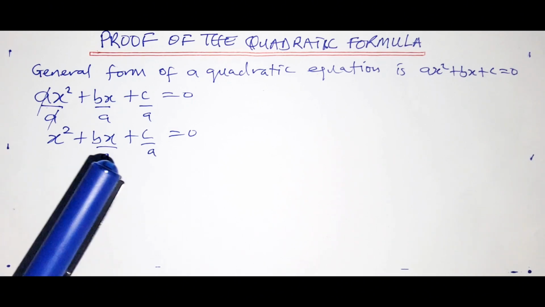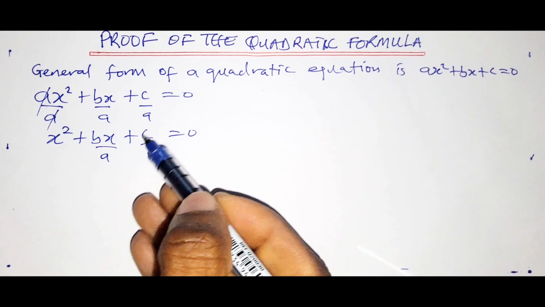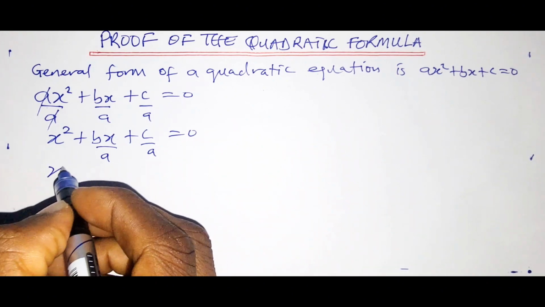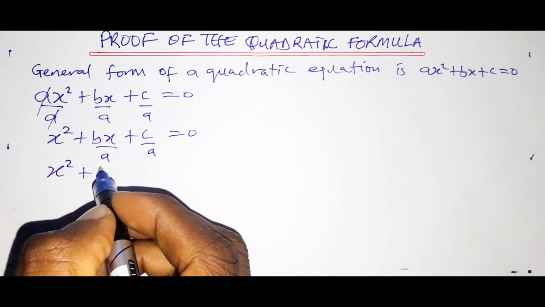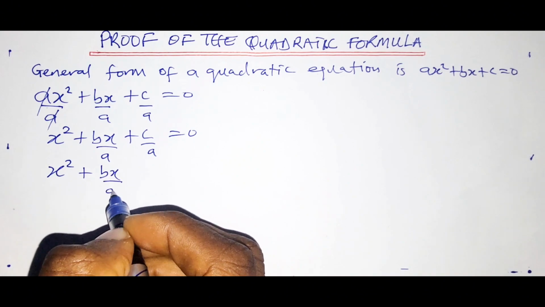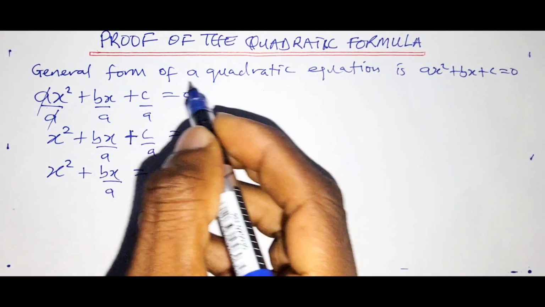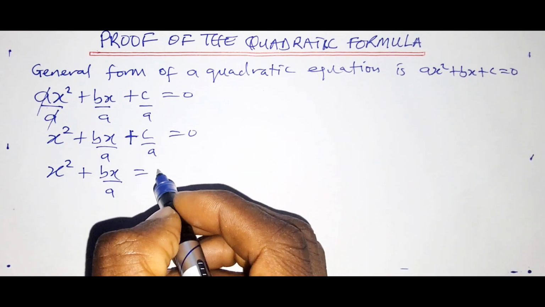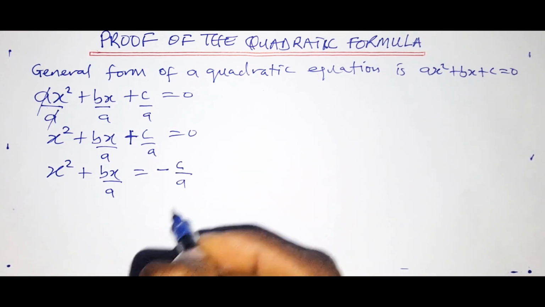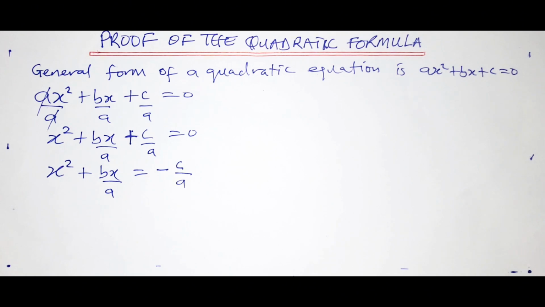All right, so the next step here, I want to move this constant to the right hand side. x squared plus bx all over a equal to, since this is a positive sign, when it is changing to this other side, it changes to negative. So we have minus c all over a. So what do you do next? Now we are going to apply the completing the square method.